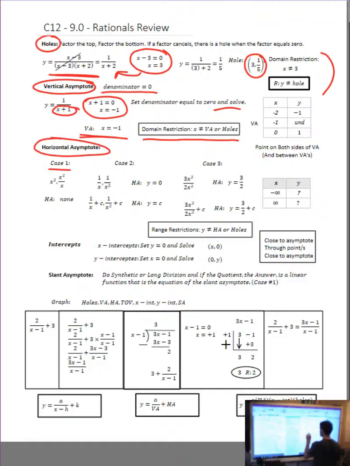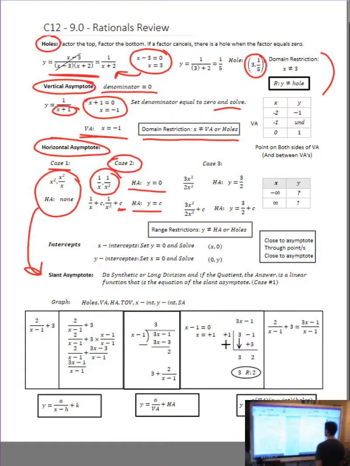Case 1, if the exponent of x is higher on the top than on the bottom, none. Remember, that might have a slant. Case 2, if the exponent of x is higher on the bottom, y equals 0. And if that graph is shifted up or down a c value, the horizontal asymptote is y is equal to that c value.